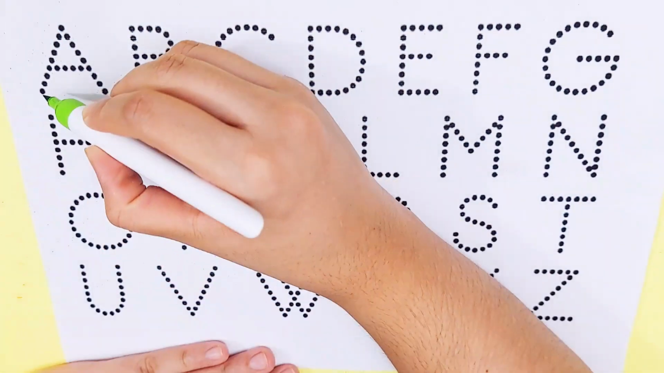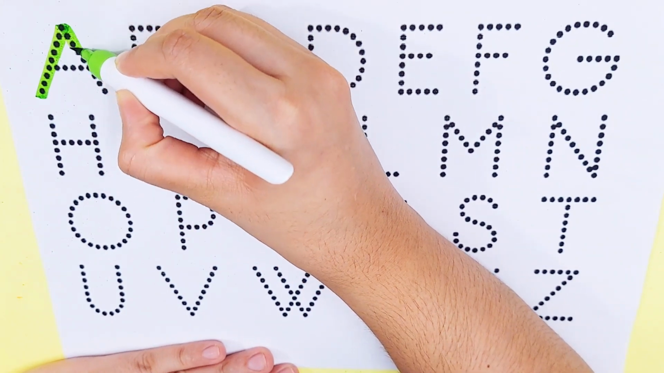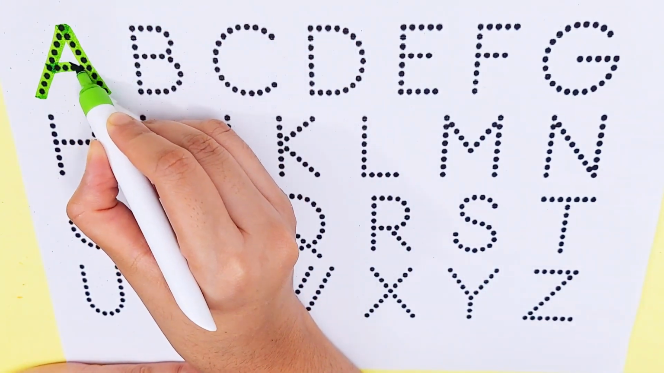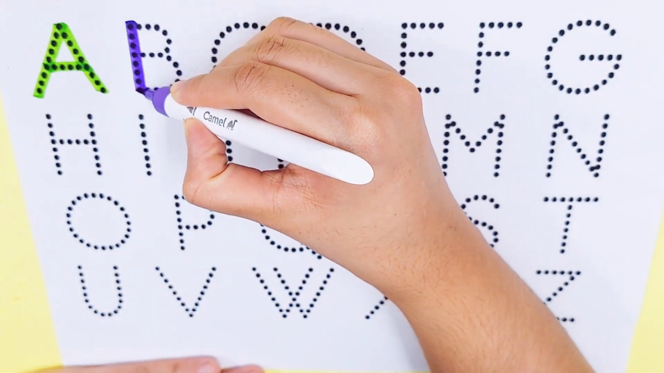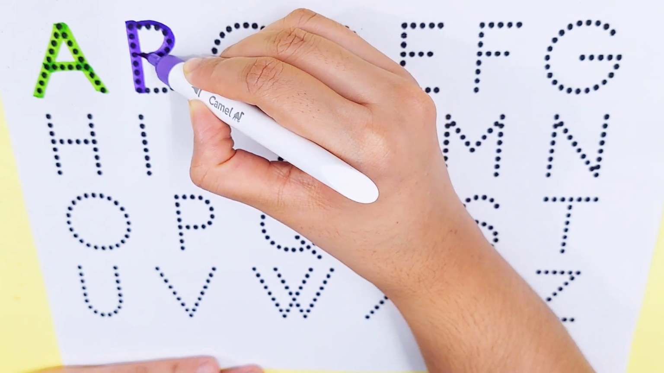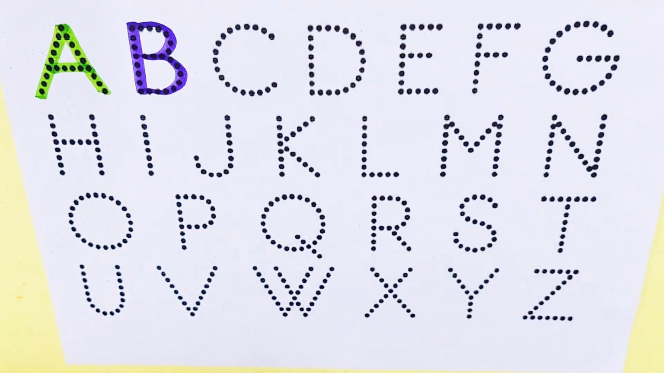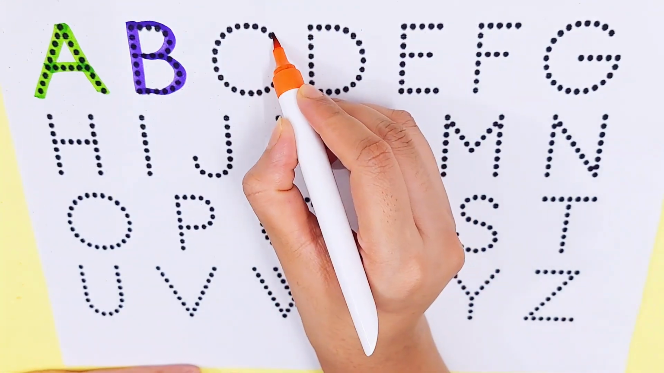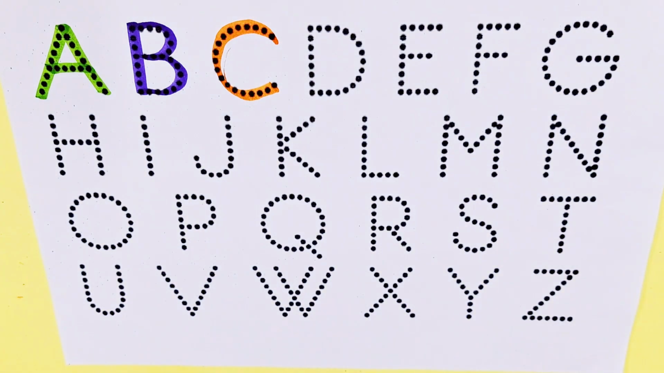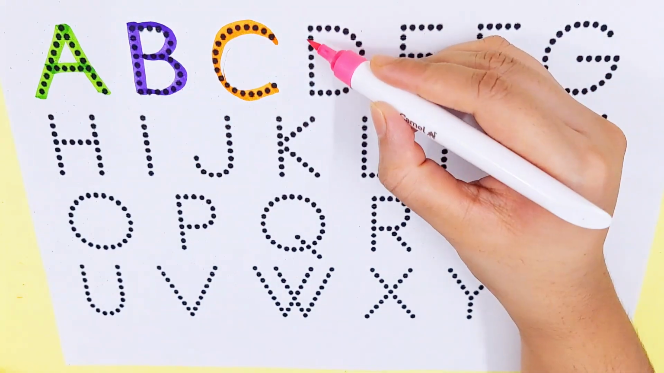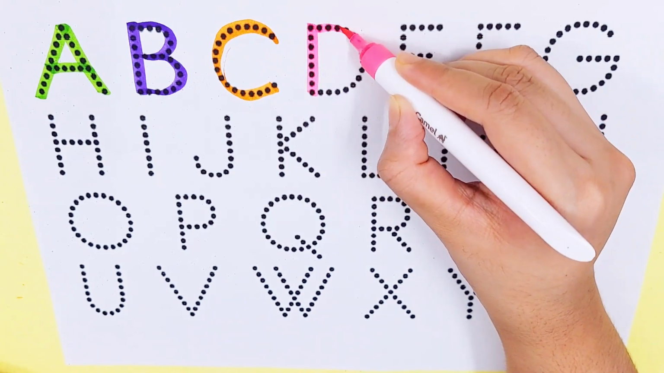Light green color. A for avocado. Violet color. B for box. Orange color. C for candy. Pink color. D for doll.